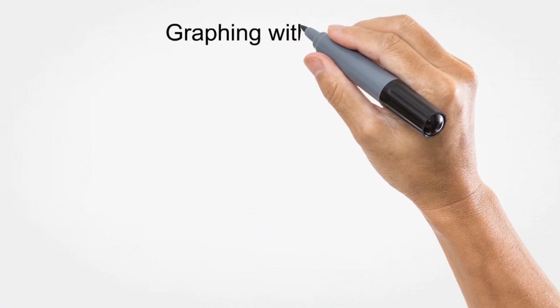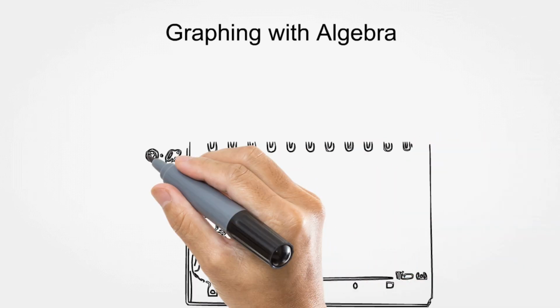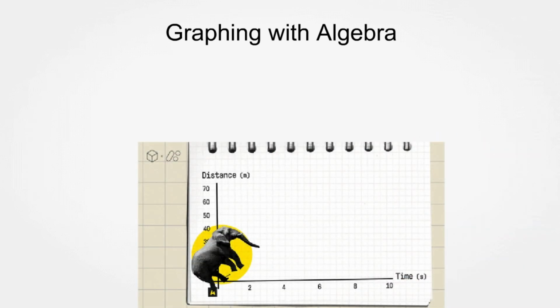But wait, there's more magic. We can also use algebra to create cool pictures called graphs. Imagine plotting points on a magical map. Each point has special coordinates, like (2, 4), and algebra helps us draw lines and curves that tell amazing stories about numbers.